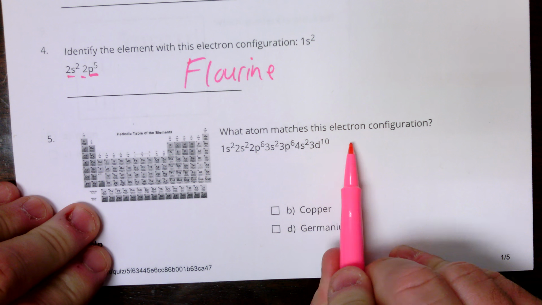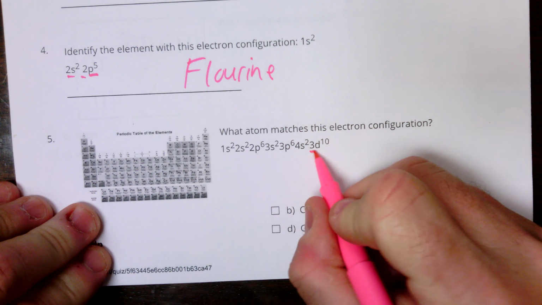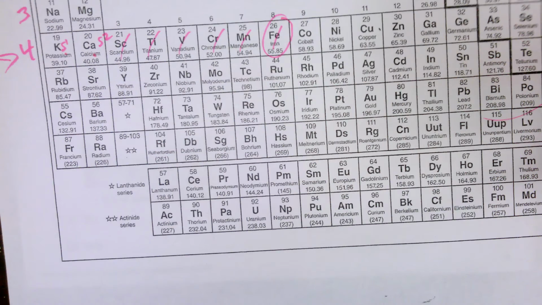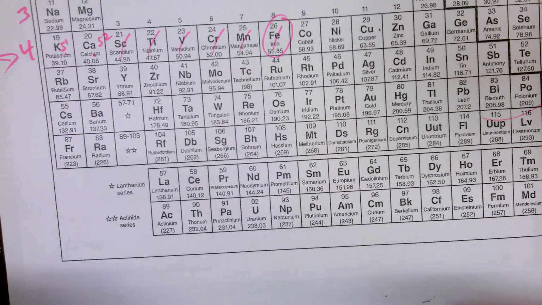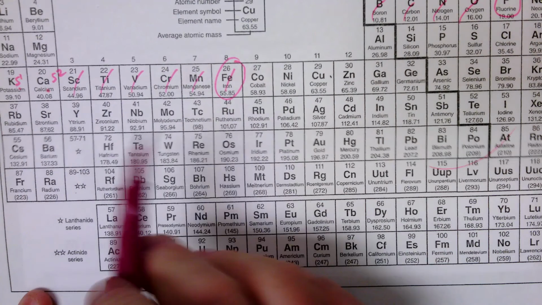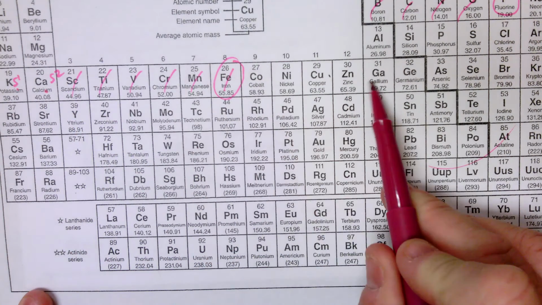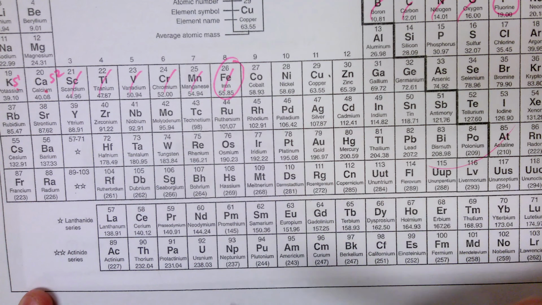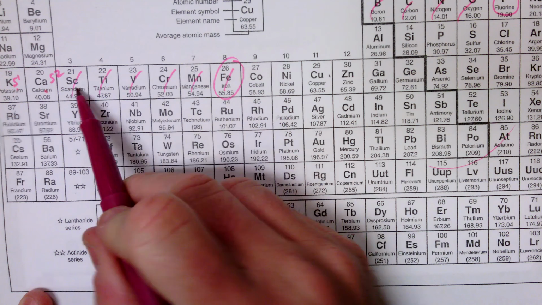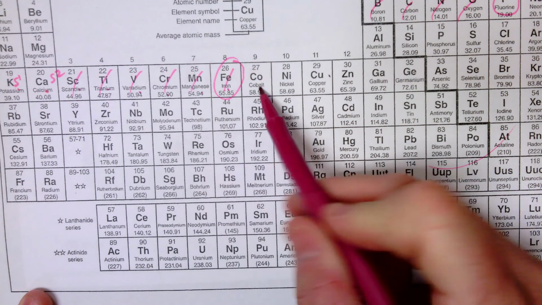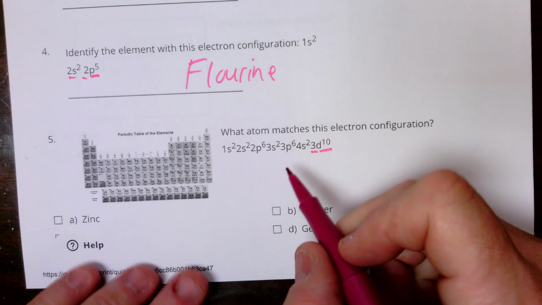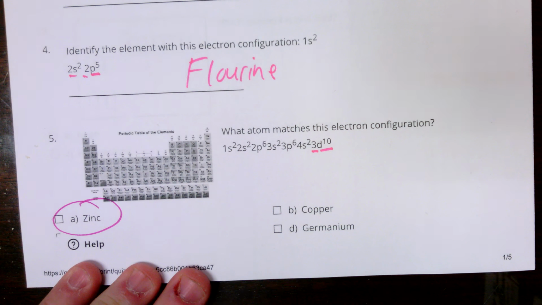Okay, what atom matches this electron configuration? It's the one that ends in 3d10. So we know we're going to go to the d block. That's going to be one of these guys here in the middle. And it's going to be the 3d, this is energy level 3, because remember for the d's, the energy level runs one level behind. It is d10: 1, 2, 3, 4, 5, 6, 7, 8, 9, 10. That is zinc.